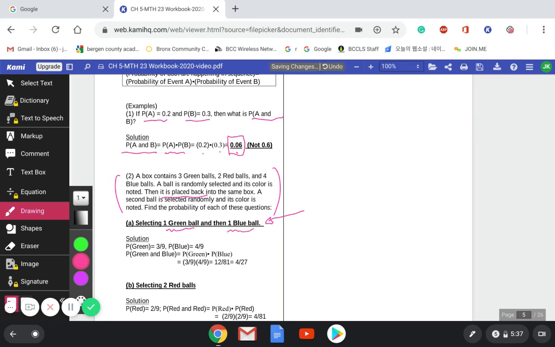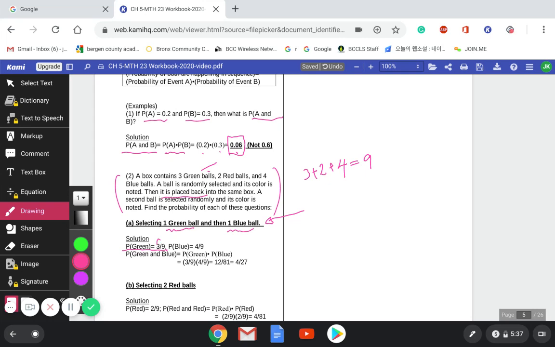So what would be the probability that you will select one green ball and then one blue ball? What you have to do is find the probability of picking a ball which has a green color. That would be 3 green balls out of the entire number of balls, which is 3 plus 2 plus 4, 9 altogether. So it would be 3 out of 9.